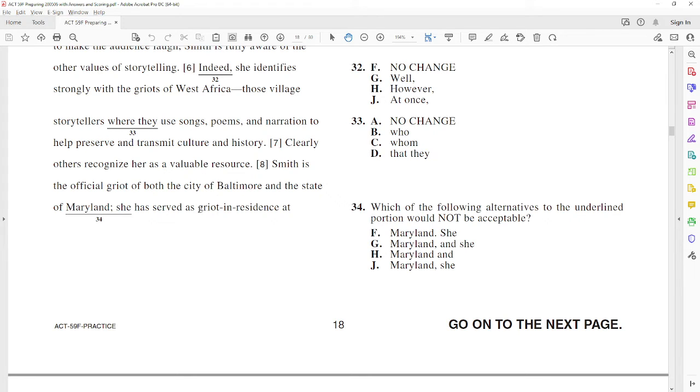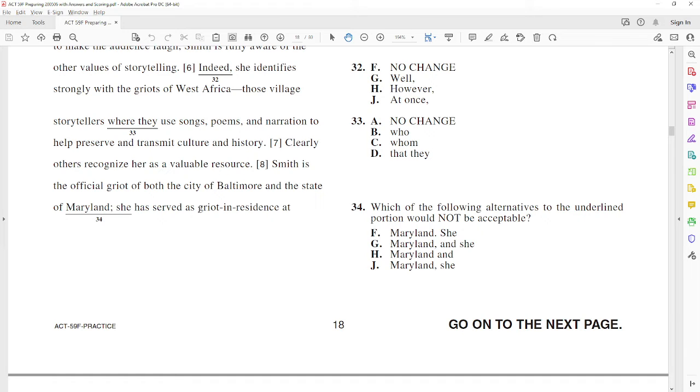What would be incorrect? I can anticipate it, or if you want to, you could look at all the answer choices. I'm going to anticipate. What if I replace that semicolon with just a comma or with nothing? So in other words, two independent clauses connected with nothing. Or if I left the semicolon or period and put something like "while serving," no, I can't put that. "Smith is the official griot of both the city of Baltimore and the state of Maryland, who has served." If I put a W word there, "who has served?"